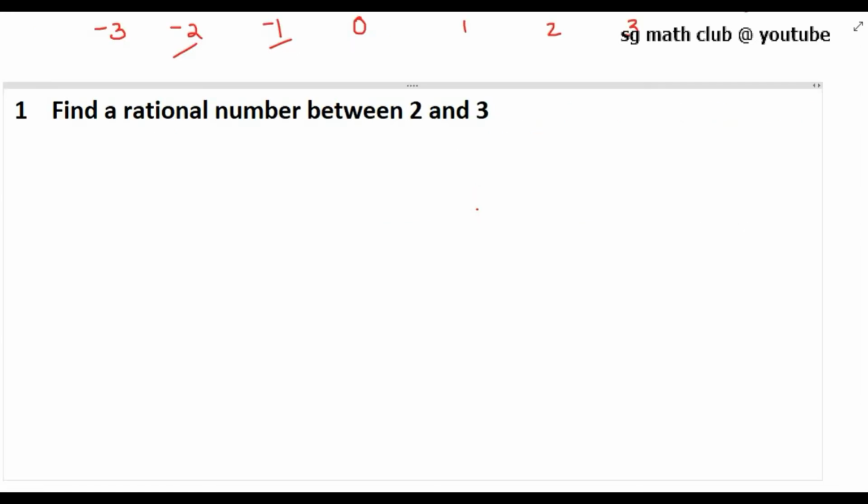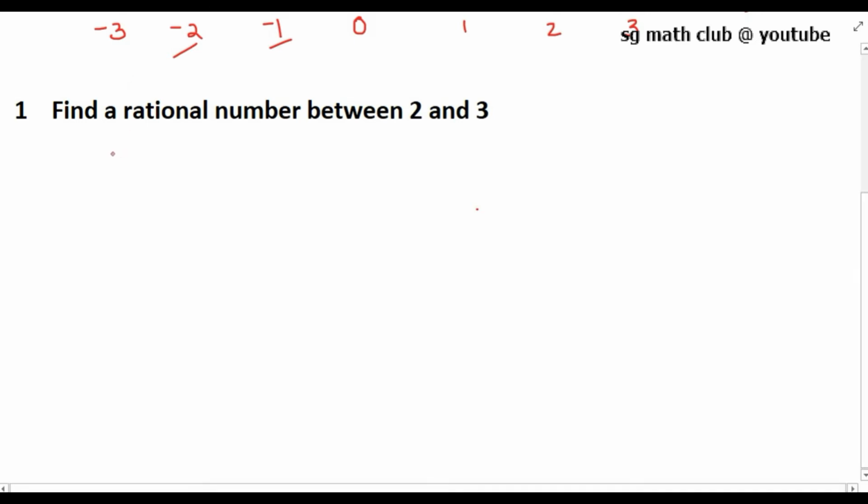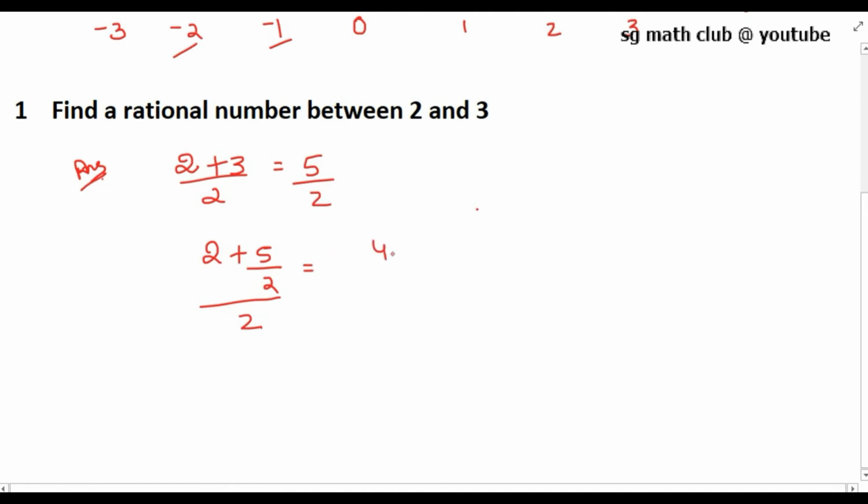Now the first question is, find a rational number between 2 and 3. So how will you find a rational number between 2 and 3? We can find the answer very easily. Take those two numbers, 2 plus 3 divided by 2. 5 by 2 is a rational number. If you want to find one more rational number between 2 and 3, you can take 2 plus 5 by 2, divided by 2, which is equal to 4 plus 5 by 2, divided by 2. So 9 by 4 is another rational number.